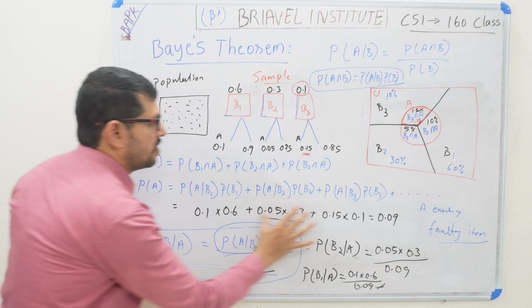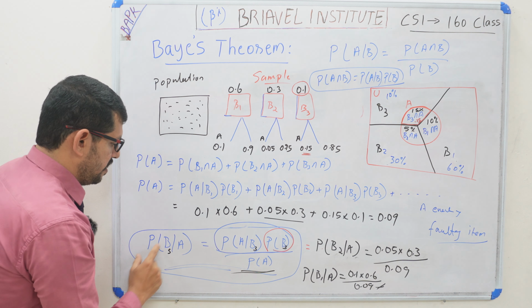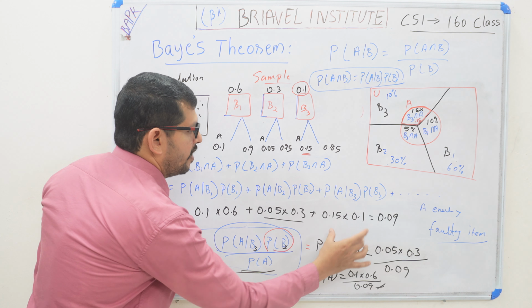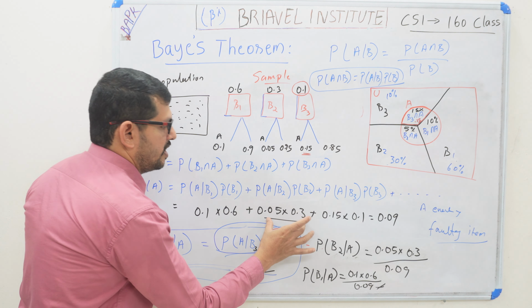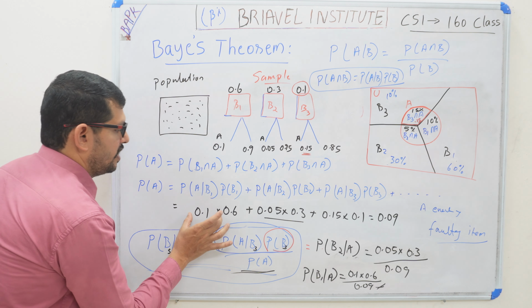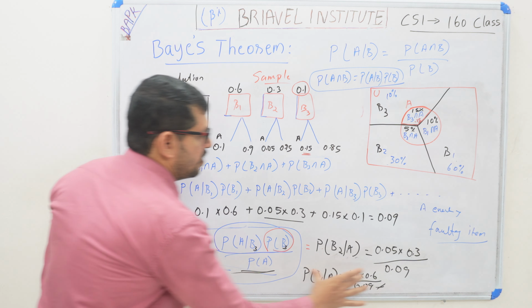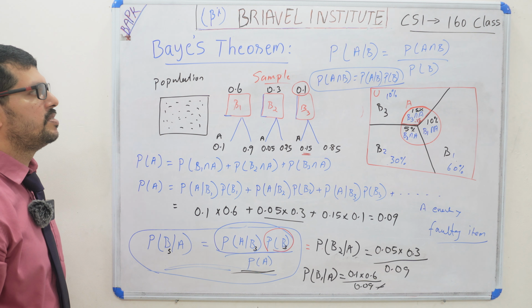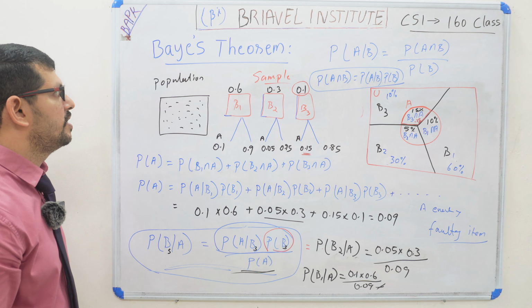First, when you write the total probability, what is asked? B3 given A. So what is the chance of B3 divided by total probability? What is the chance of B2 divided by total probability? B1 given A means the chance of B1 divided by total probability. So we can easily solve the problem. So this is Bayes theorem. The concept is understood.